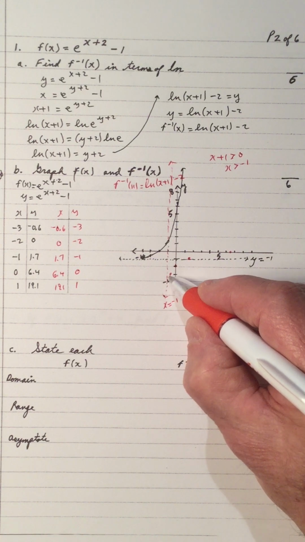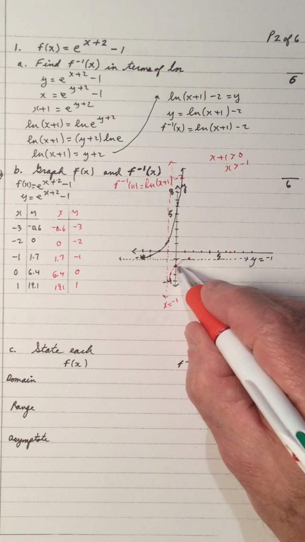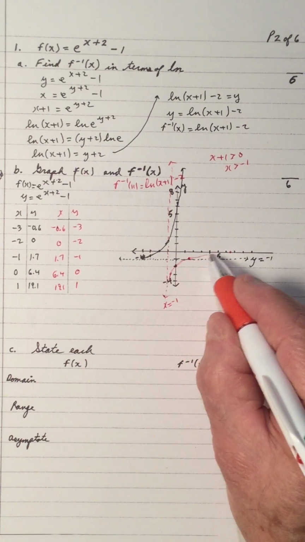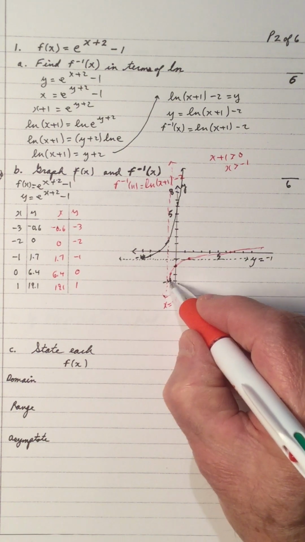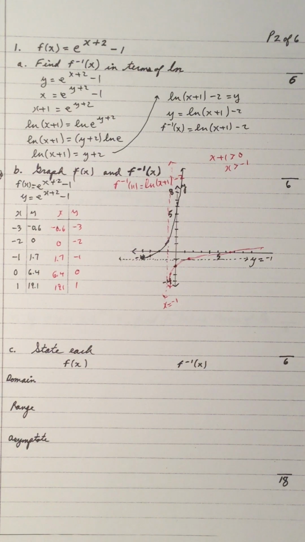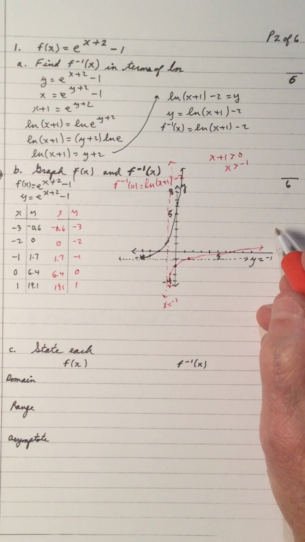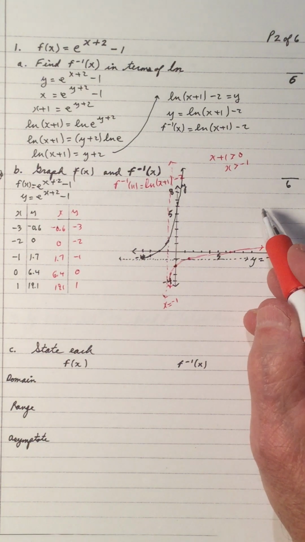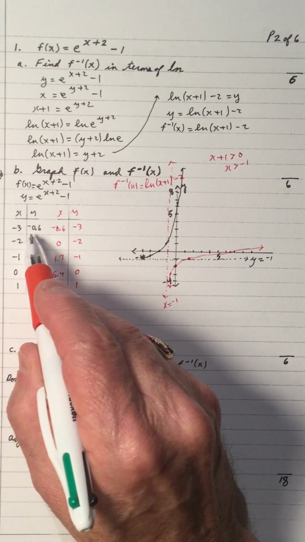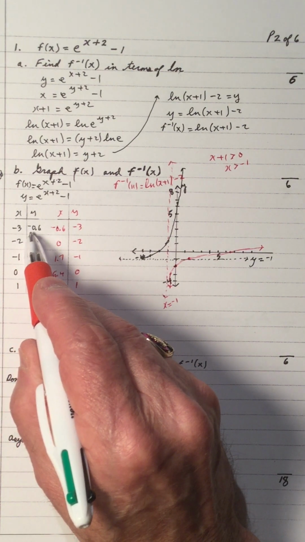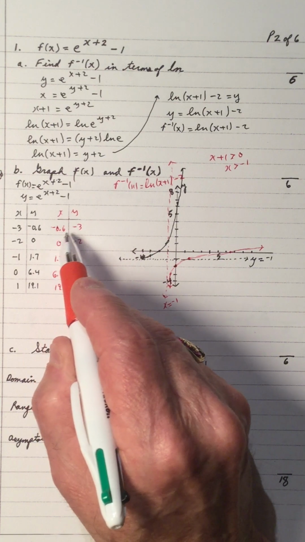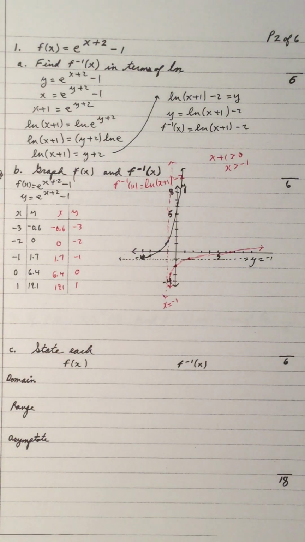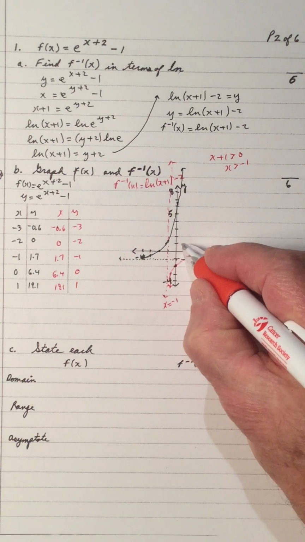So you can see that this is the inverse, and I have it in red. Notice the points are switched. X is -3, y is -0.6; x is -0.6, y is -3. And the reason for that is the inverse is the reflection in the line.